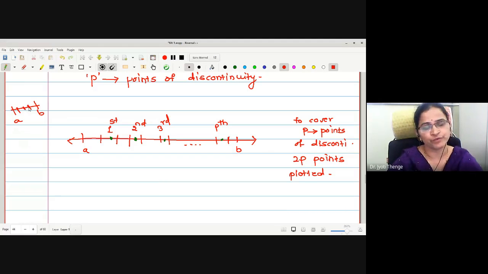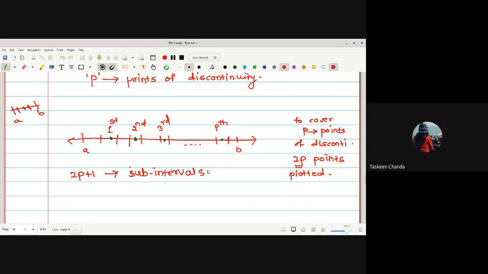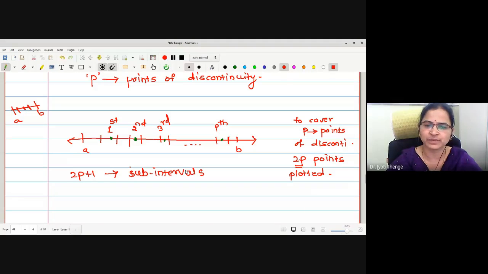Now, if we plot only one point in the closed interval, it gives me two subintervals. If we plot 2 points, it gives us three subintervals. If we plot 3 points, it gives us four subintervals. Now, here, how many points have we plotted? Two p points, we have plotted to cover p points of discontinuity. Therefore, how many subintervals are formed? Is it so difficult? 2p plus 1, correct? Yes, ma'am. 2p plus 1 subintervals.